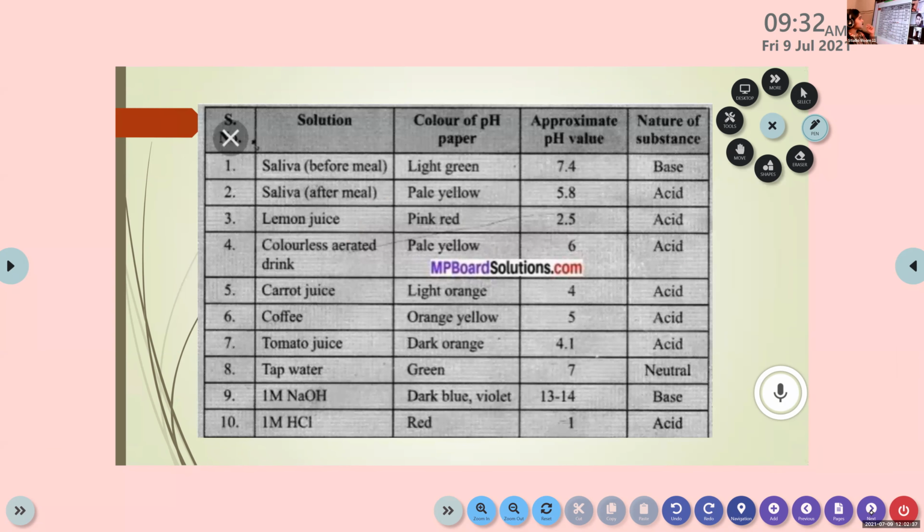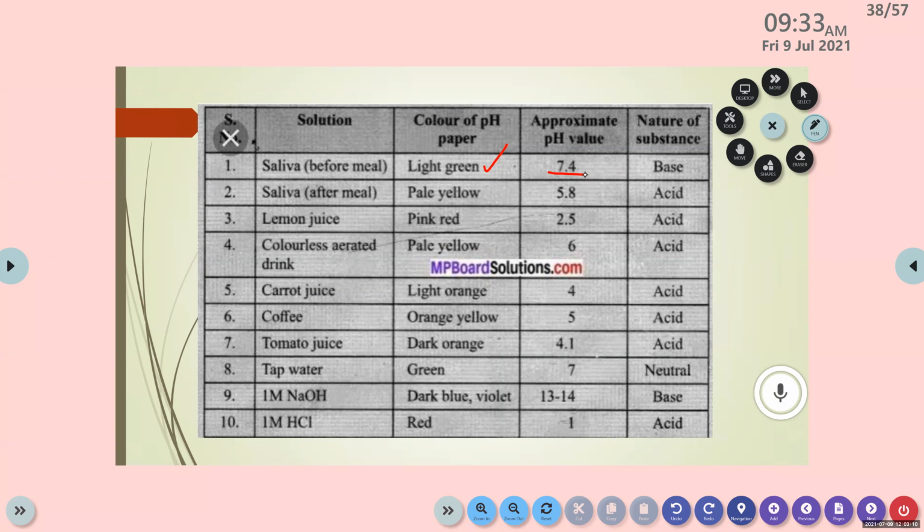I will send you this table along with the notes, okay? We cannot do this activity through online classes, that's why. Yes, ma'am, it is in our textbook. Yes, but the results are not there, right? So I will include it in the notes. You can copy it. That means, according to the color of the pH paper, we can determine the pH value and identify whether a substance is acidic or basic. This is clear?